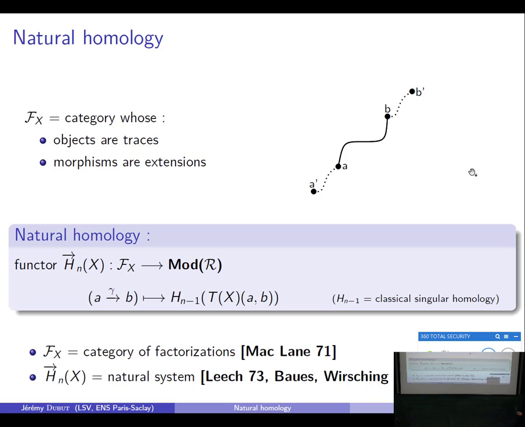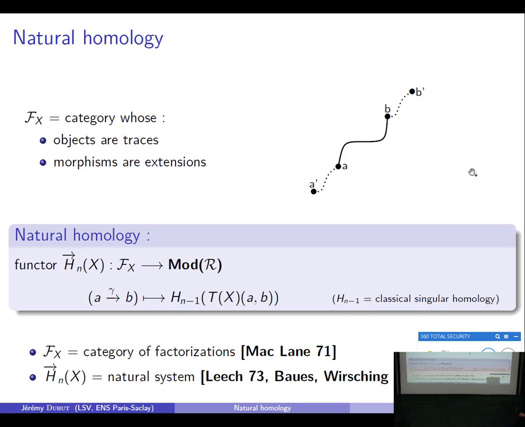First, I call it natural homology, because this category is called the category of factorization of the trace category that I presented you earlier. And a functor from a category of factorization to a category of modules is called a natural system in the literature. The second remark is that we have a shift in the index here. I will explain it in the next slide.